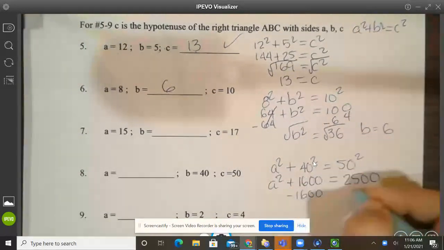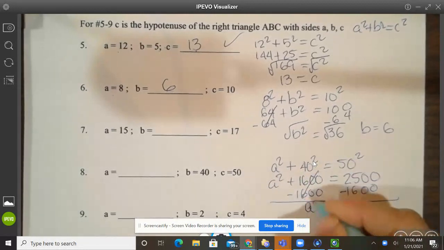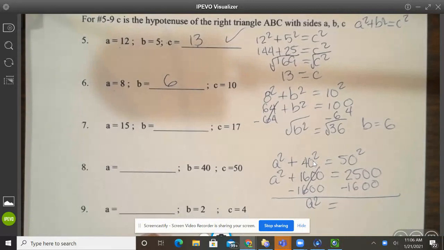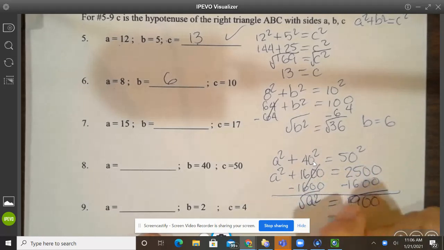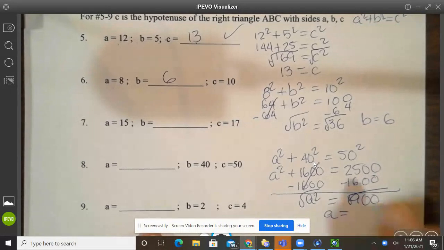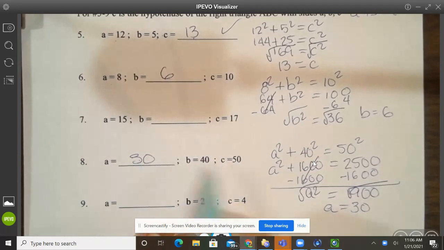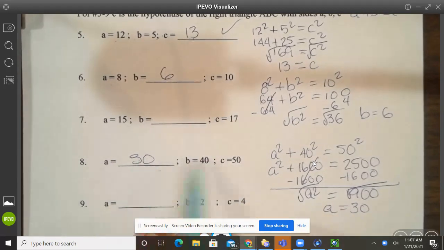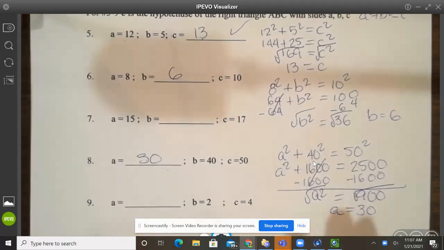So we subtract 1600 on both sides to combine like terms. That goes away. A squared equals 2500 minus 1600. That's 900. And then you take the square root and A equals 30. And that's my answer for A. Notice that A is smaller than B, so it makes sense. So these two make sense because this one is bigger. Okay? All right, I hope this helps.